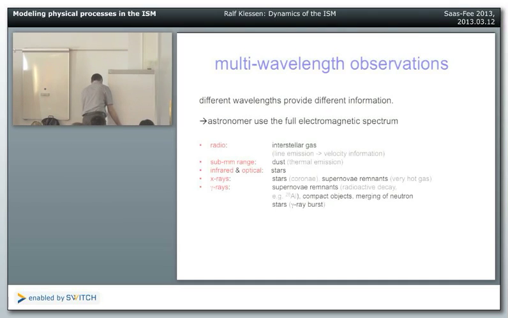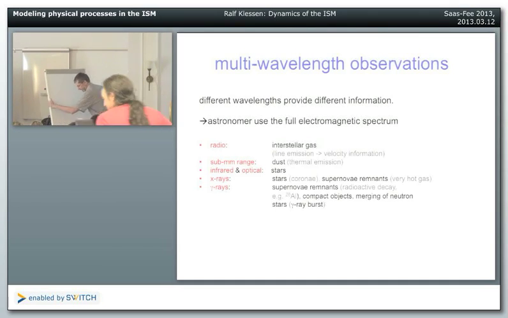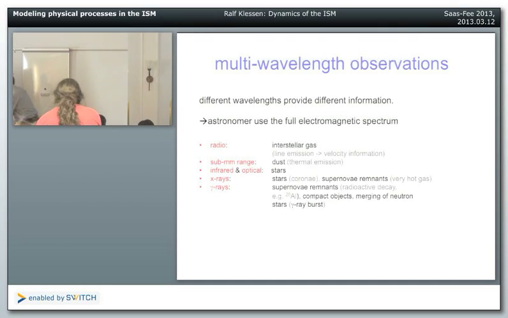Maybe we can remove that a bit. In the radio, this is our main source of information about the interstellar gas, radio and submillimeter, because this is where the dust continuum and the line emission sit. In the infrared and optical, we pick up stars. We pick up the energetic parts of the stars, so the hot coronae or supernova remnants. If you go to X-rays and gamma rays, we see really very energetic events.